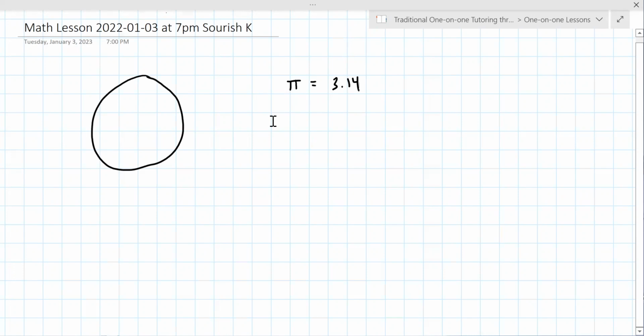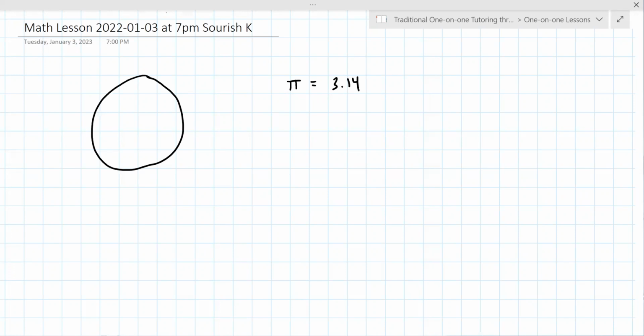Okay, so I've drawn a circle on the screen and pi is 3.14. You told me that. What else can you tell me about a circle? What else do you remember from class today? For a circle, what can we know about the circle? For the circle right there, we can know that pi equals 3.14.